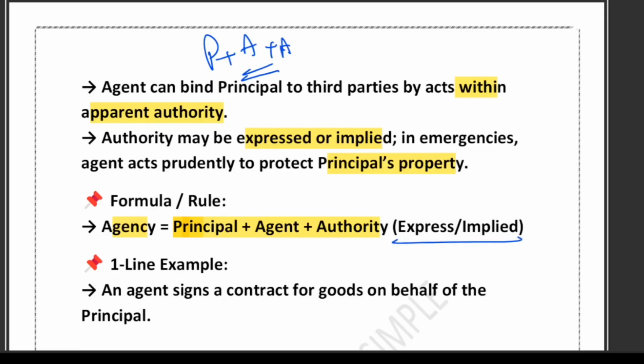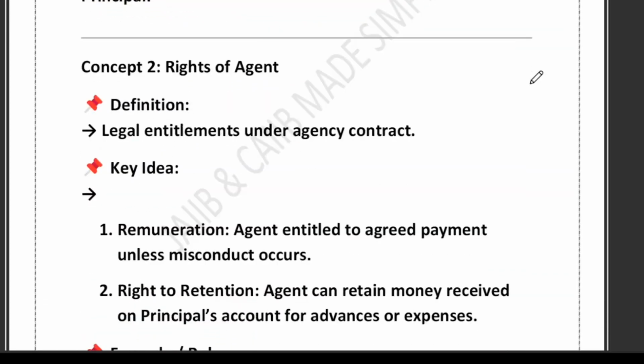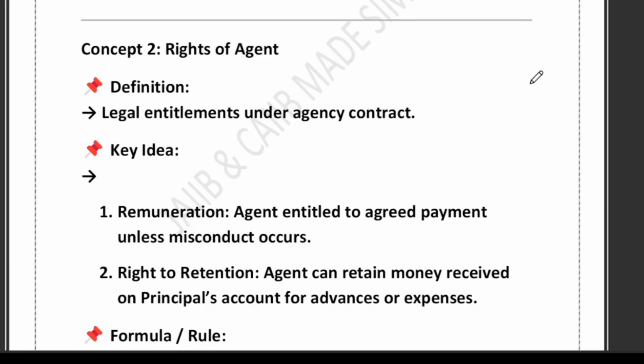Authority may be express or implied. One example I can give you: an agent signs a contract for goods on behalf of the principal. Yes, he can do that. Now let's talk about the rights of an agent. Agents have legal entitlement under the agency contract.